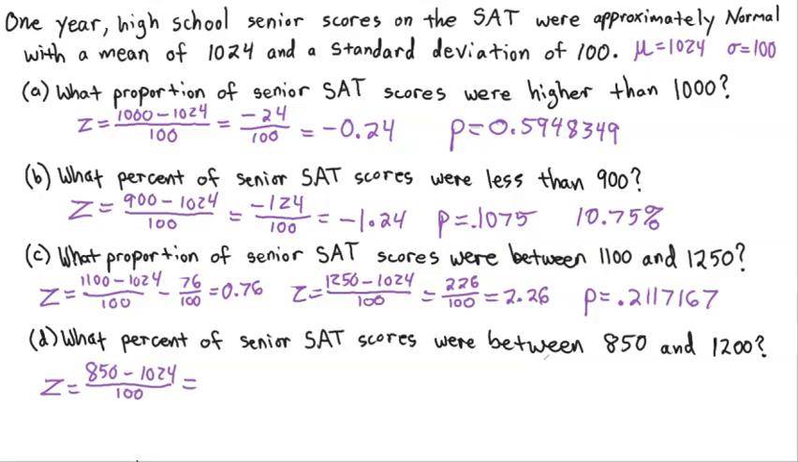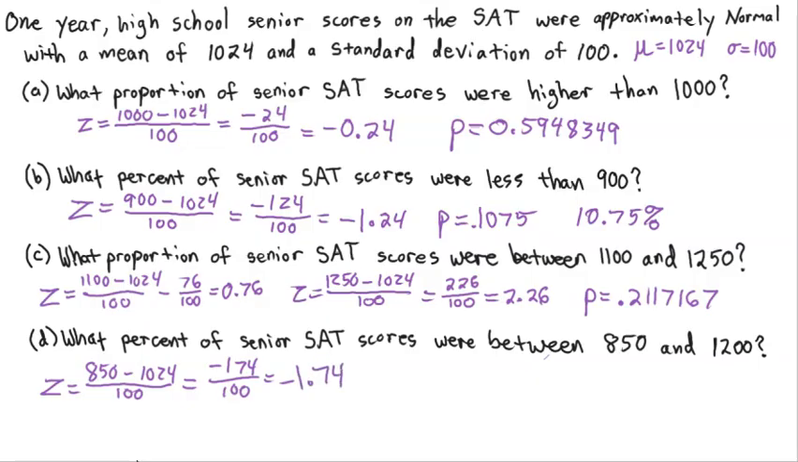And 850 minus 1024, well, I'm going to need to grab a calculator for that. Give me 1 second. I could do that one in my head, I'm just not feeling very sharp right now. So that's negative 174, negative 174 divided by 100. And that's going to give us negative 1.74.